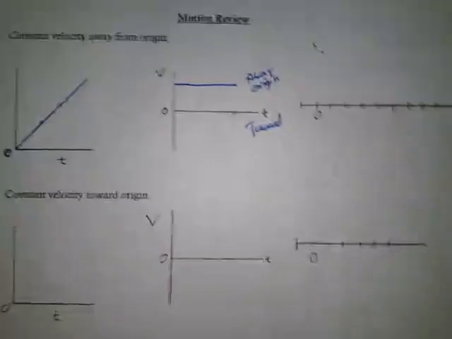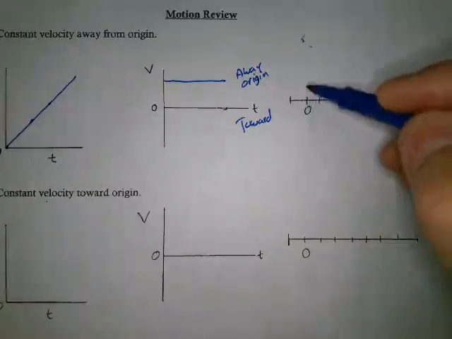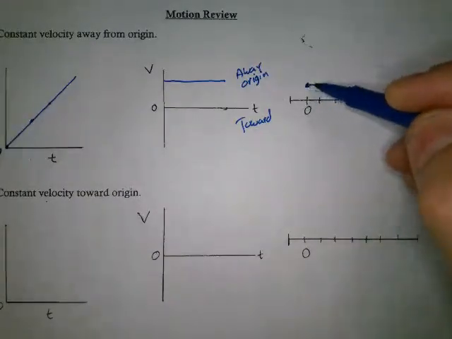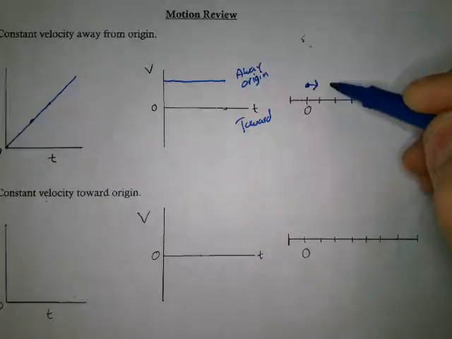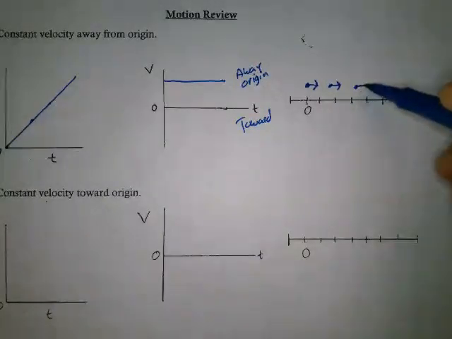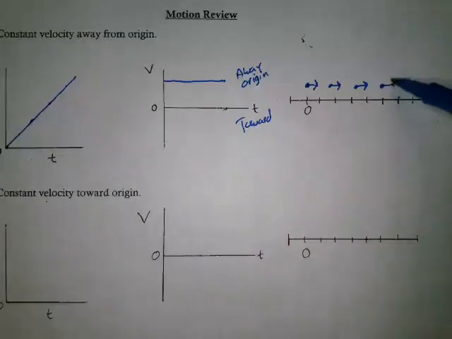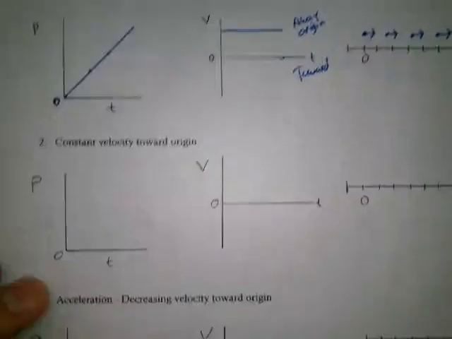Motion map: we're going to start at the origin. Here's the origin at 0, and it's going to move away at a constant velocity. I'm going to do my best to make these evenly spaced dots moving away from the origin. They look even to me. All right, let's go on to number 2.